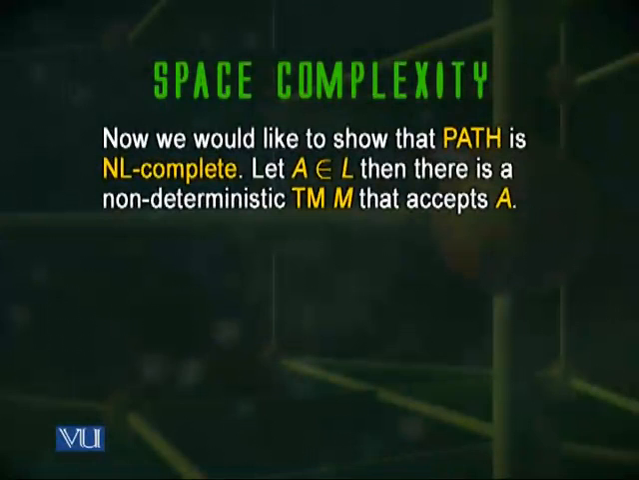Now we would like to show that path is NL complete. So let's take a language A in NL. Then there is a non-deterministic Turing machine M that accepts A. Furthermore, we know that this non-deterministic Turing machine takes only log space. What we would like to show is that this language A is log space reducible to path. How are we going to do that?